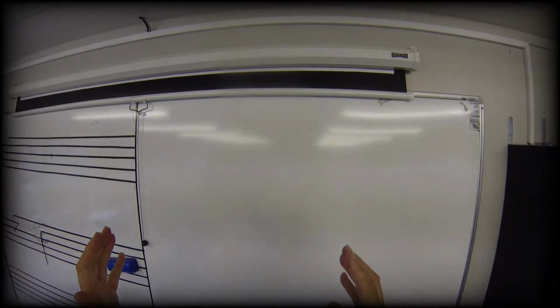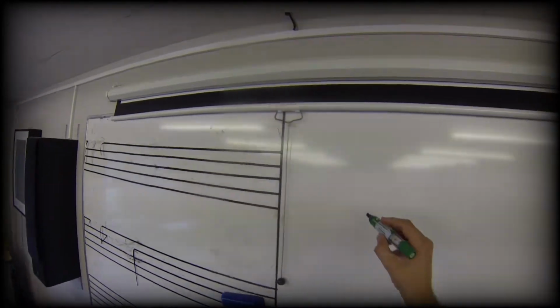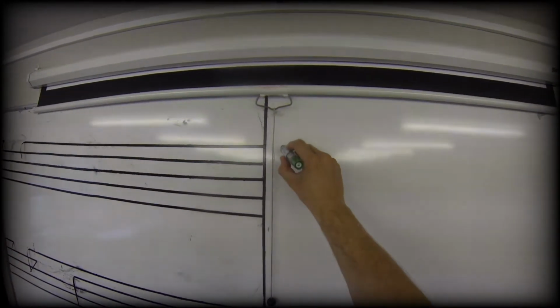Now, we're going to start off by looking at musical repeats. So why say something twice when you can only say it once? That's really the idea of a repeat. And to show you how it works visually, I'm going to set up a 4-bar phrase.